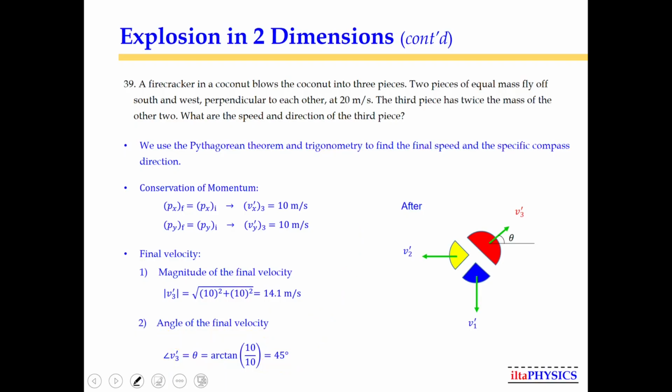As you can see for both 2D collision and explosion problems, you simply decompose the velocities of the moving objects into x and y components and apply the law of conservation of momentum to each axis separately.